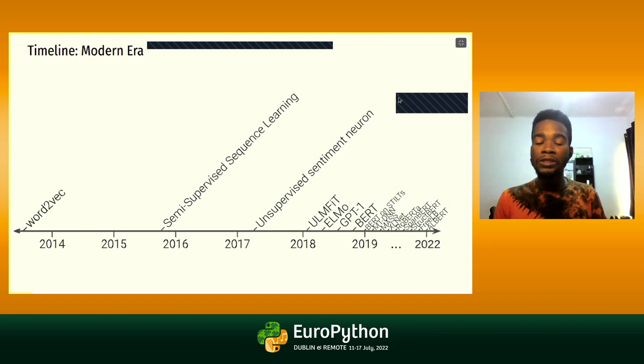But in 2015, a team from Google worked on a paper on semi-supervised sequence learning, right? With semi-supervised learning, we are not just providing a vector and matching it to its label; it was a little bit different. And then in 2017, we got the first unsupervised sentiment neuron, and at the time, not much attention was paid to it.